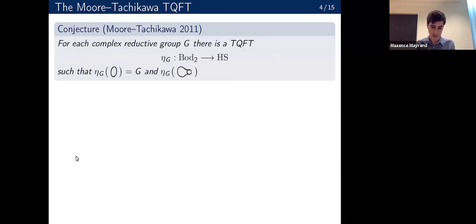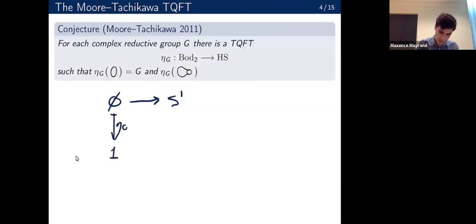And also the conjecture specifies what is the morphism from the empty set to the circle. So it's just the sphere with one boundary component. So we can think of that as a morphism from the empty set to the circle. And this functor has to map the empty set to the trivial group, and the circle, we said, is mapped to the complex reductive group G. And so this morphism here in the bordism category should be mapped to an arrow in HS.